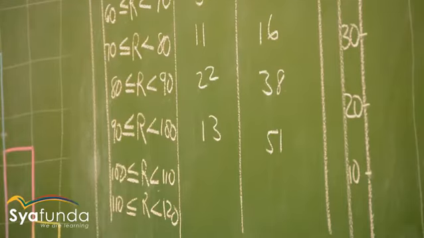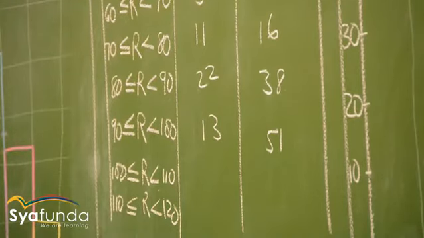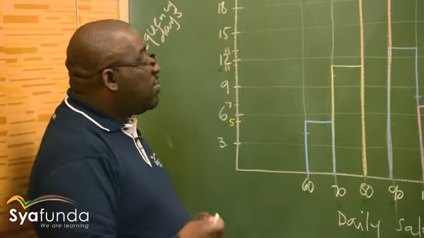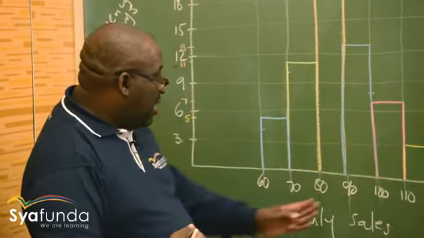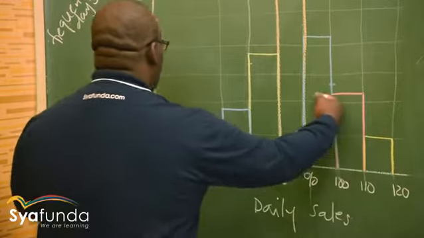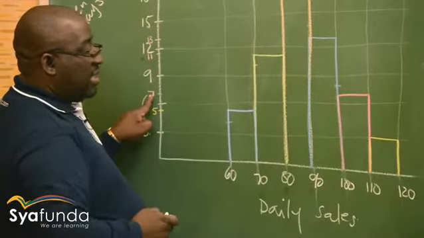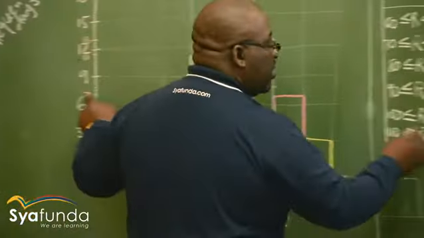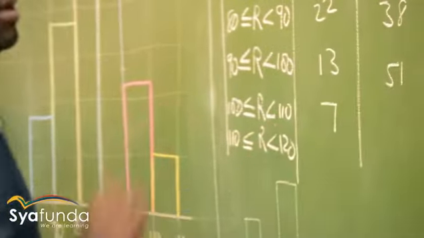It is 51. The cumulative frequency there is 51. Let's look at the region between 100 and 110. We go up there, we look at the frequency. When you look at the frequency there, it is 7. So between that region, the frequency is 7.